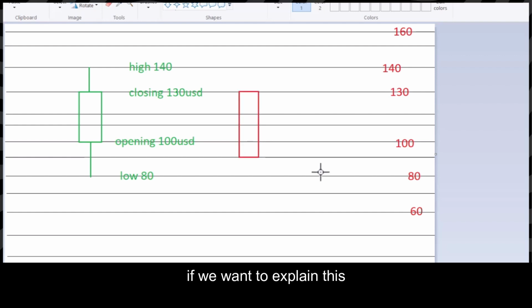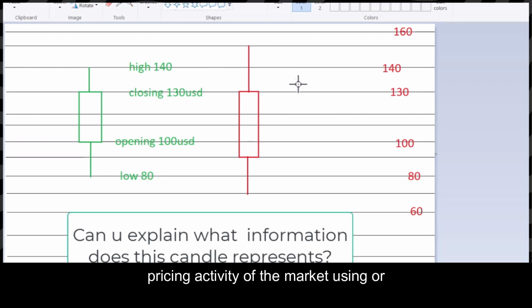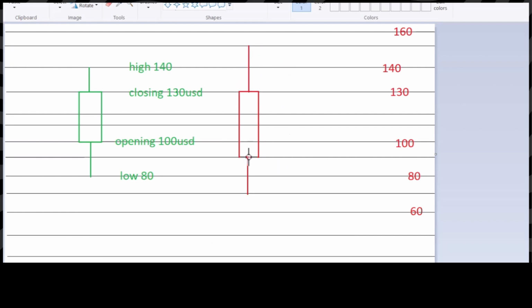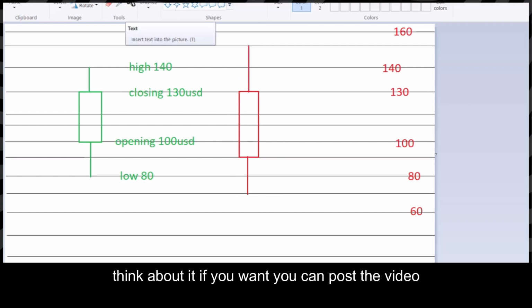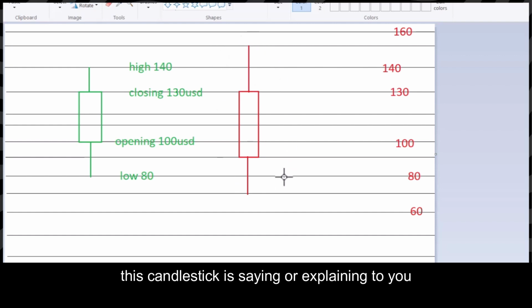If we want to explain this whole activity of the market with a single candlestick, it would look something like this. If I ask you to explain the whole pricing activity of the market by watching just this candlestick, how will you explain it? What data are you going to find from watching only this candlestick? Think about it. If you want, you can pause the video and try to understand what this candlestick is saying.